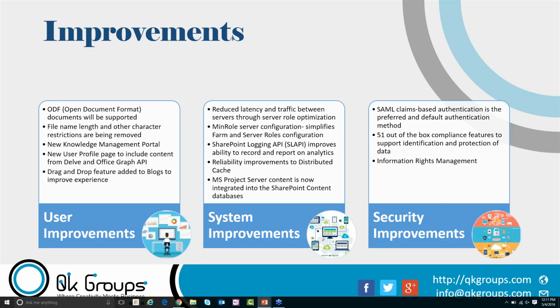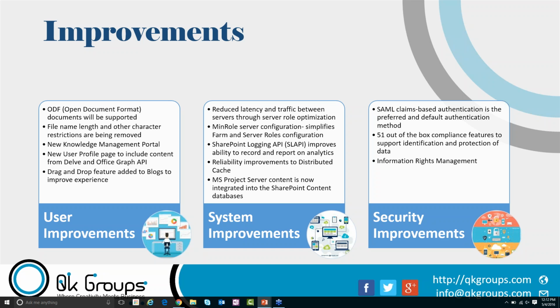There's the new knowledge management portal, which was introduced in Office 365 also. There's a new user profile page to include content from Delve and the Office Graph API, which is the intelligent search. There's a drag and drop feature added to blogs to improve experience. That's great. Everyone loves drag and drop. System improvements reduce latency and traffic between servers through server role optimization.